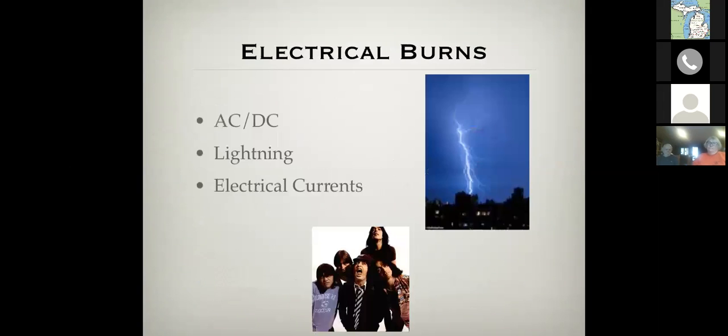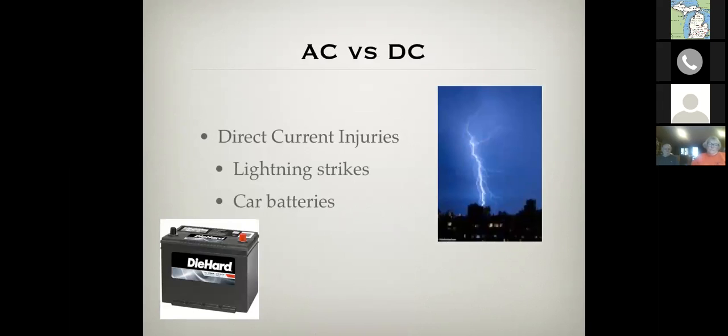So obviously electrical burns, we have AC/DC. Just to be clear, we're not actually talking about AC/DC the band. We're talking about different types of plugs and outlets that you find in your home. As for the electrical burns, we're talking about lightning, and finally electrical currents. So AC versus DC, direct current injuries. These are from lightning strikes, and we see them in car batteries as well.